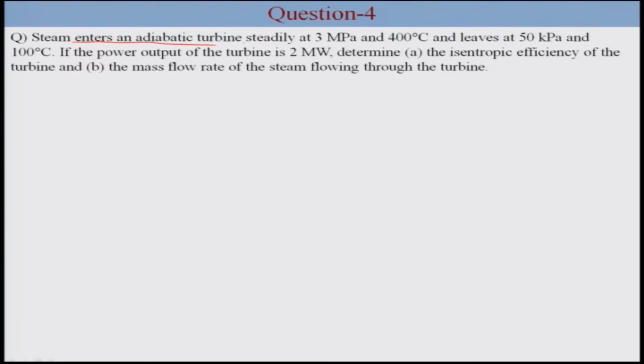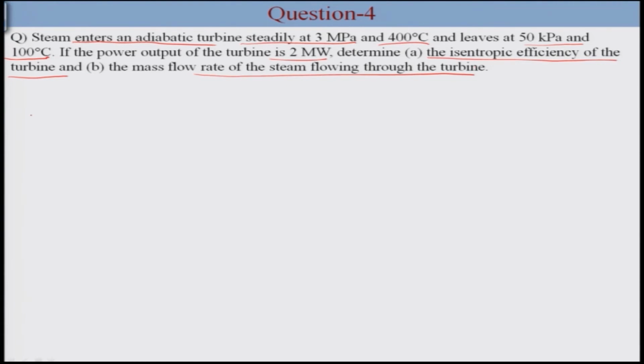So, a steam enters an adiabatic turbine steadily at 3 megapascal and 400 degrees Celsius and leaves at 50 kilopascal and 100 degrees Celsius. If the power output of the turbine is 2 megawatt, determine the isentropic efficiency of the turbine and the mass flow rate of the steam flowing through the turbine.